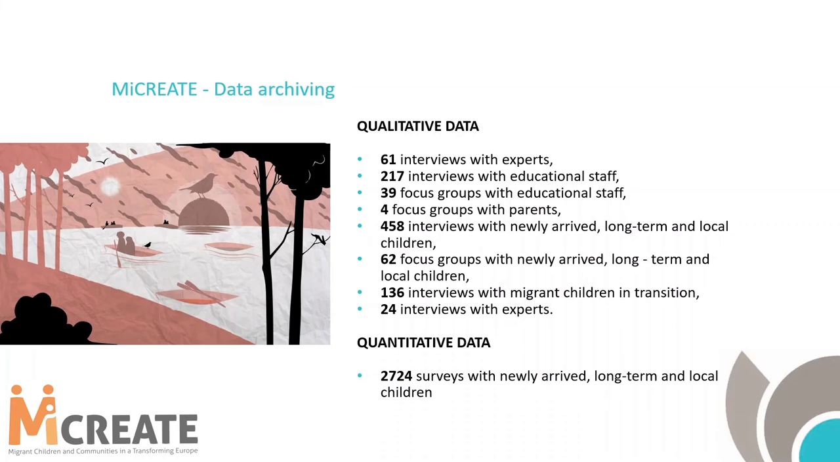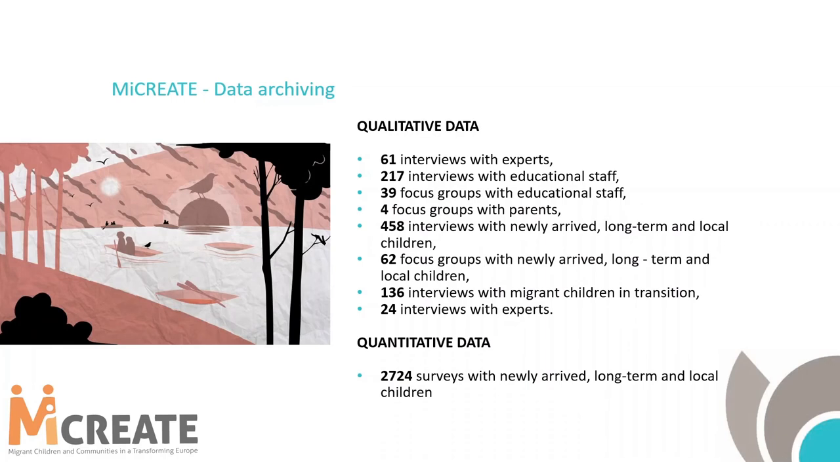This is what we collected in the end. Qualitative data, you can see the numbers, and apart from the qualitative data, interviews and focus groups, we also had an online survey, 2,724 surveys, questionnaires, and this data, the quantitative data, this is okay, this is just numbers. You know, numbers, questionnaires, informed consents, not problematic at all. This all went to data archives.